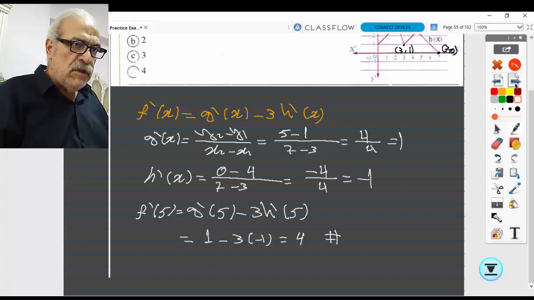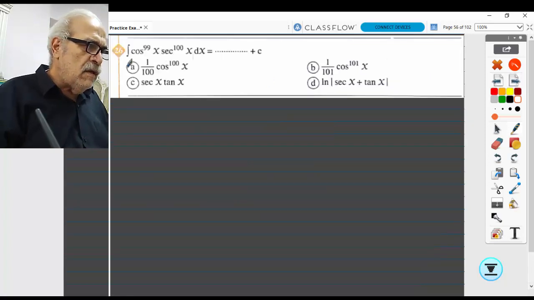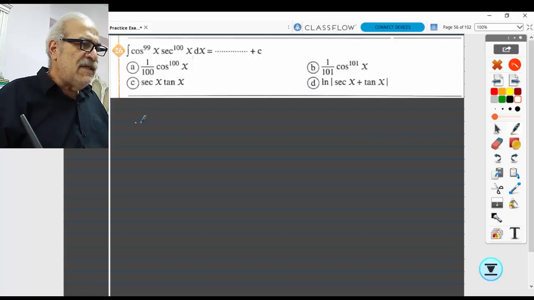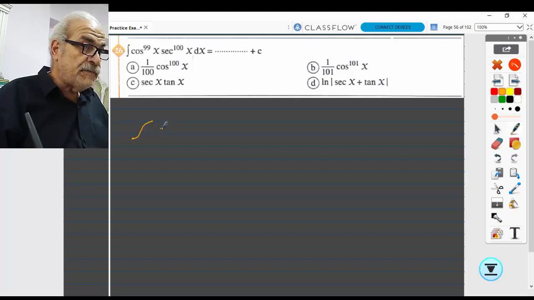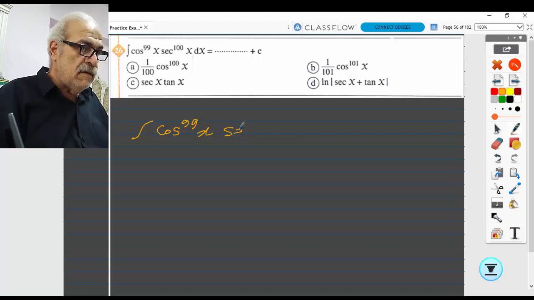Okay, next question. Question number 26. It is in integration. Integration of cosine power 99 x sec power 100 x with respect to x.